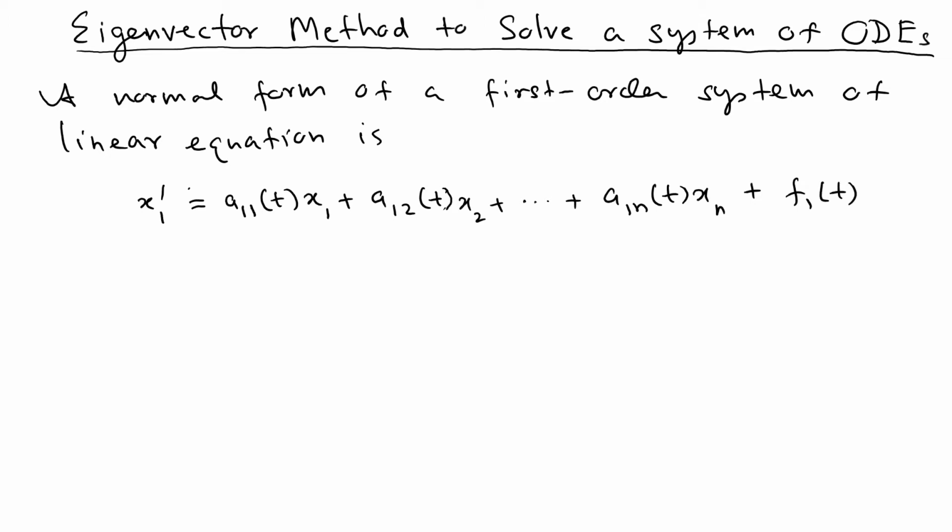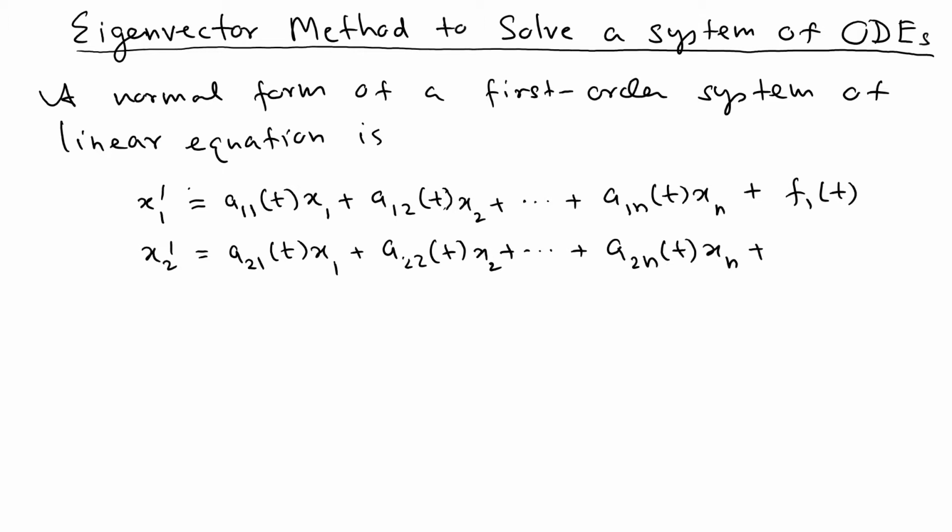And then the second equation, we can write like this: x2 prime equals a21. So the first number is the row number, the second one is the column number, which is a function of t, times x1, plus a22(t) x2, like that. And then we have a2n(t), which is a function of t again, times xn, plus f2(t). So like that we can continue this pattern.